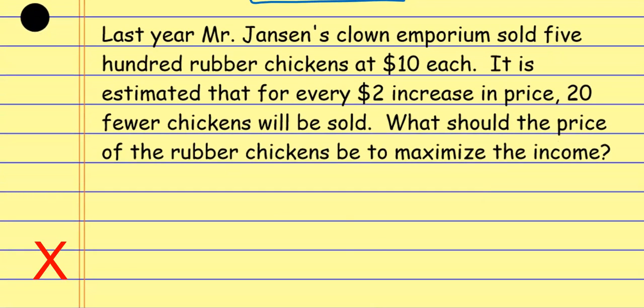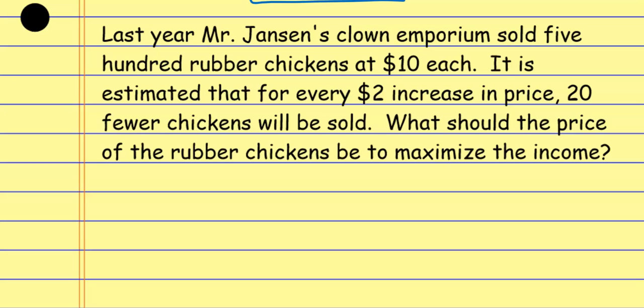If we look at this next one, last year, Mr. Jansen's Clown Emporium sold 500 rubber chickens at $10 each. It's estimated that for every $2 increase in price, 20 fewer chickens will be sold. So as I raise the prices, less people are going to buy. That makes sense. What should the price of the rubber chickens be in order to maximize the income?